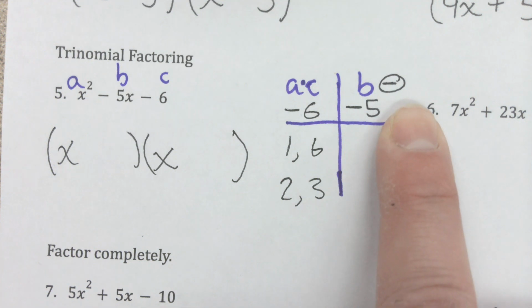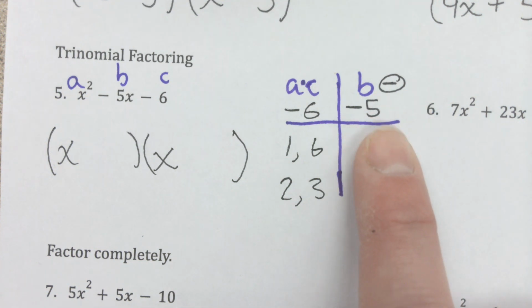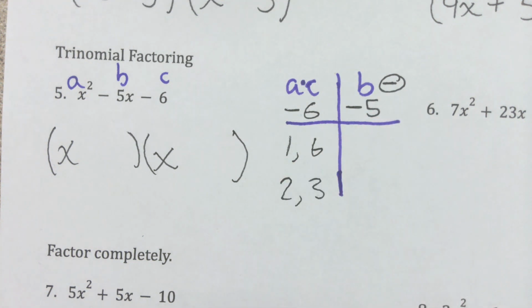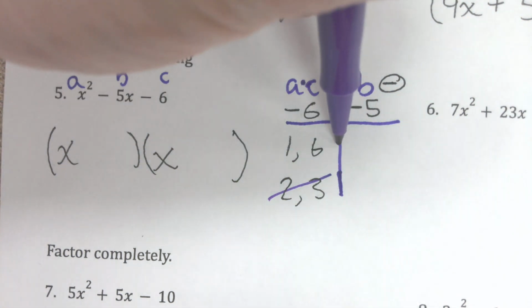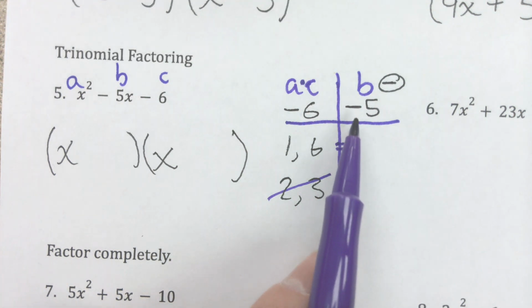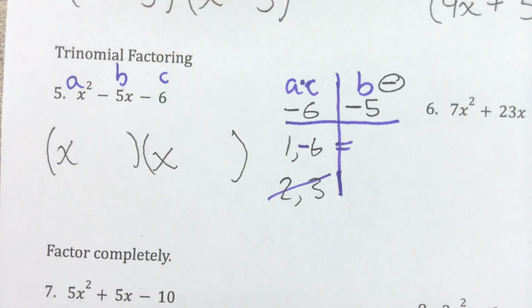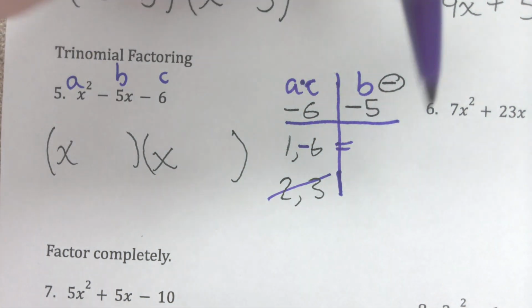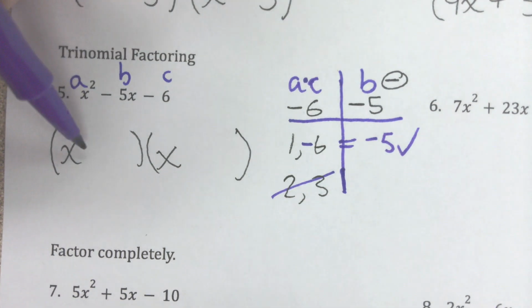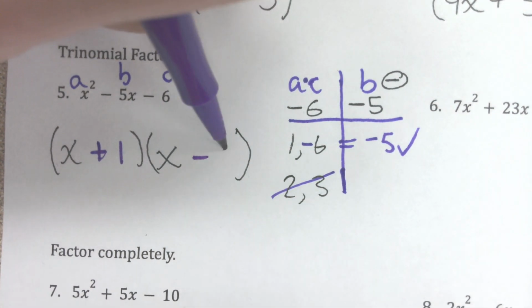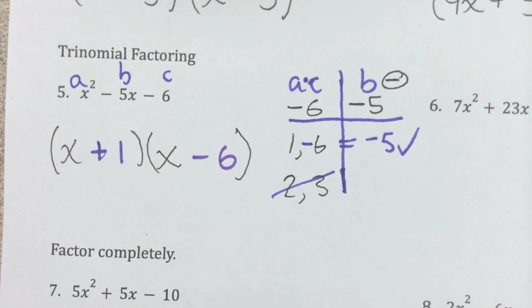Since we're subtracting for this problem, the only way to get a 5 is if we do 6 and 1. Subtraction will end up with a 5. 2 and 3 will end up with 1. So it's not going to be 2 and 3 this time. To get -5 out of this, the 6 must carry the negative. 1 minus 6 is -5. 1 and -6 are our factors. Plus 1 minus 6. And there's our answer.